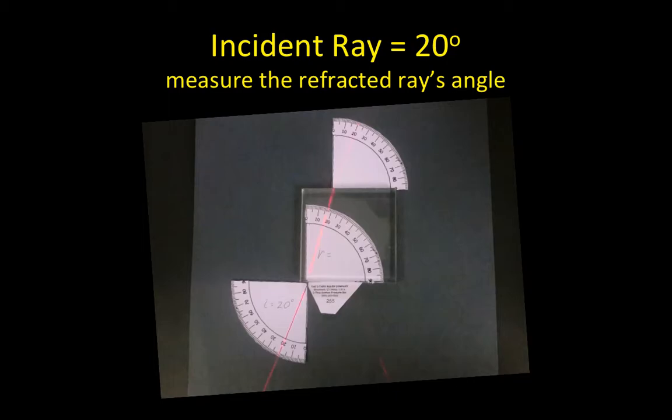You can record up to 70 degrees for the high incident angle. You can record the rest of the angles.